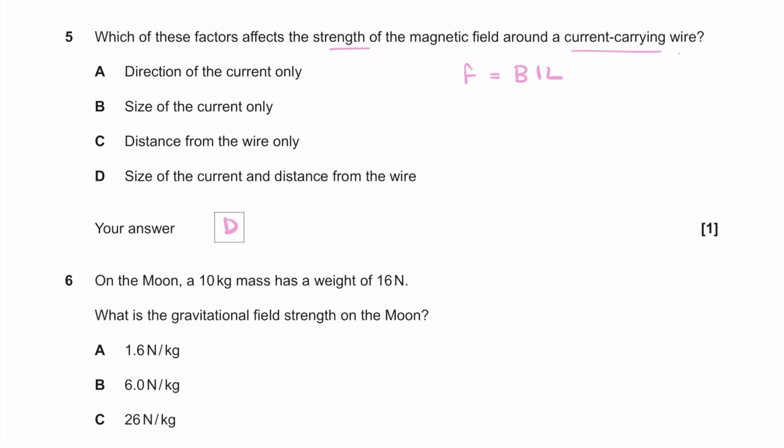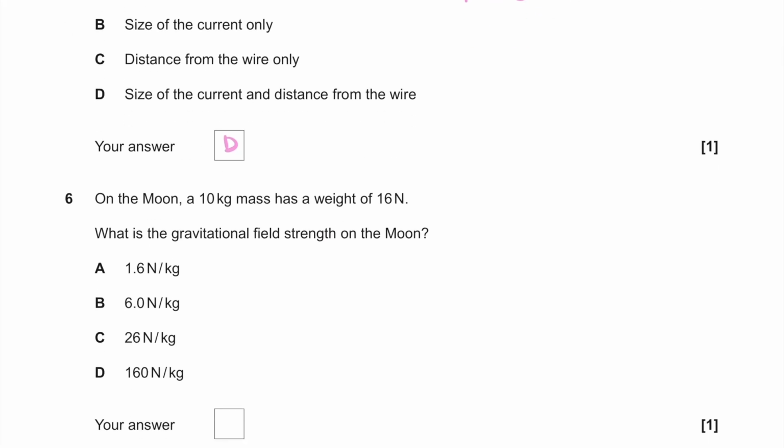Okay, question number 6. On the moon, a mass of 10 kilo has a weight of 16 newtons. What is the gravitational field strength? We know that W is equal to M times G. Therefore, G is 16 divided by 10, or 1.6 newton per kilo, and so A is the answer.